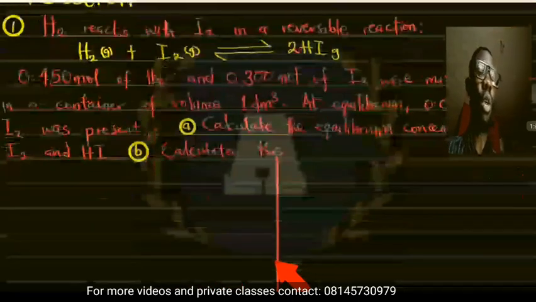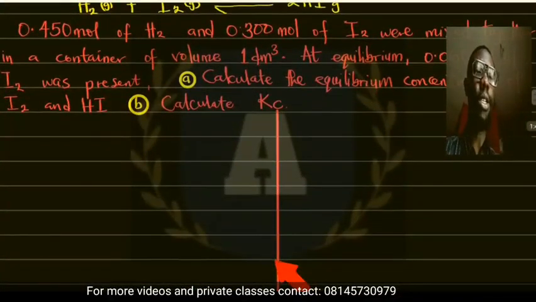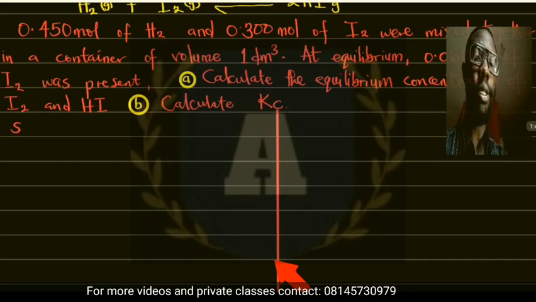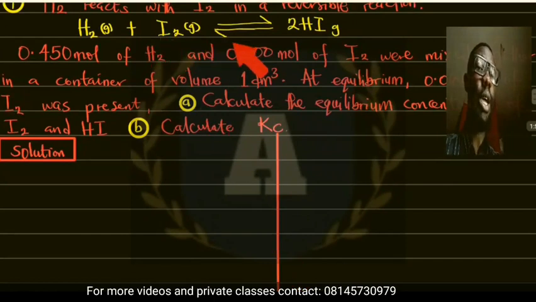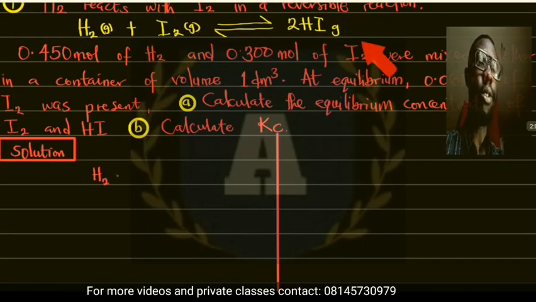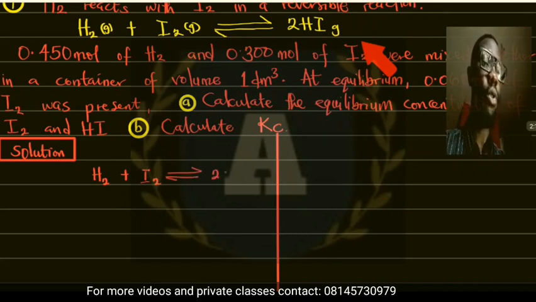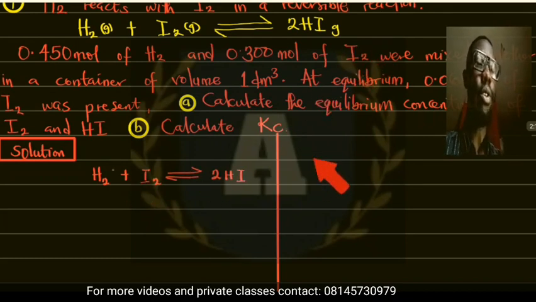So how do we do that? We need to solve intelligently and accurately. So, solution to that question. Now, very essential, we have to write out the equation as it is given in the question, and the equation is hydrogen reacting with iodine in a reversible reaction to give 2 molecules of hydrogen iodide. It is a homogeneous equation because all are in gaseous states.